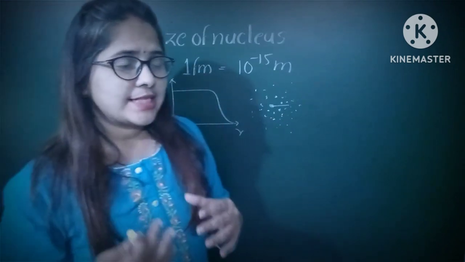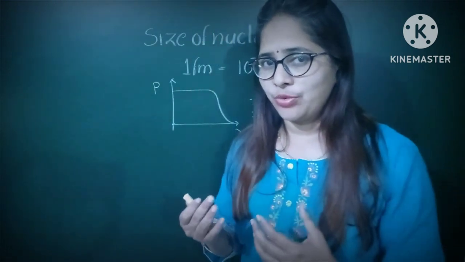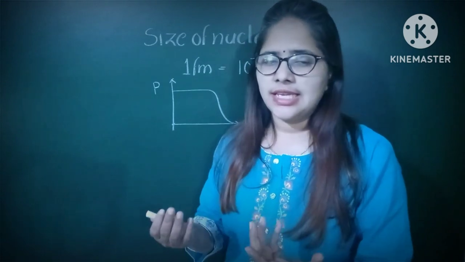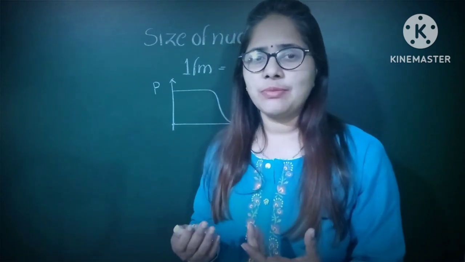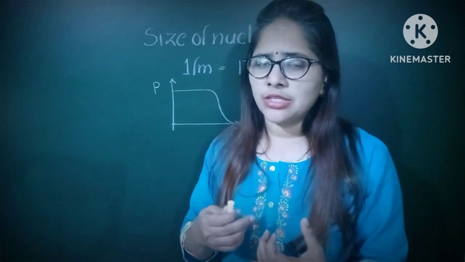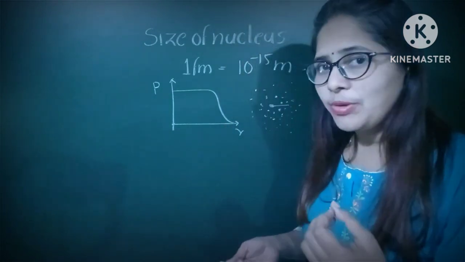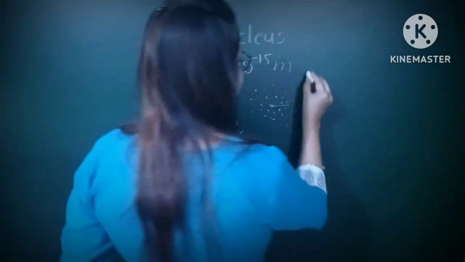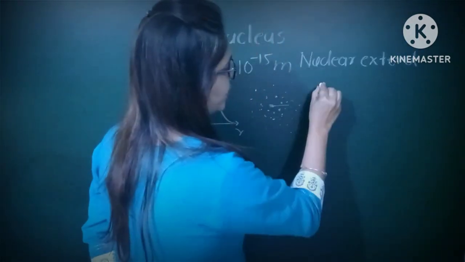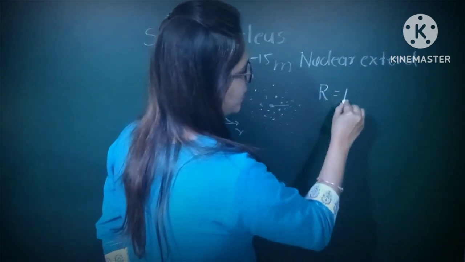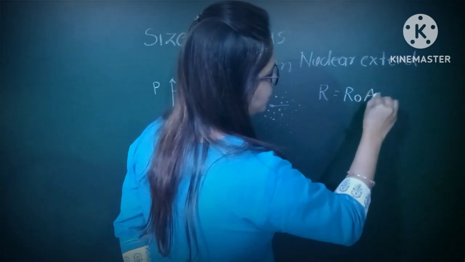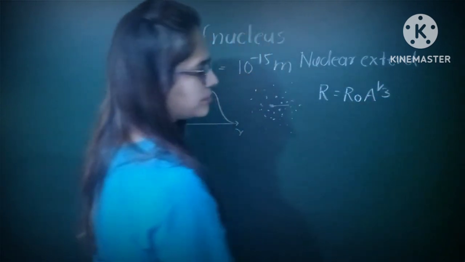As I am telling you, the nucleus does not have any sharp boundary, so we cannot speak about the nuclear radius. Rather, you can use the proper word, which is nuclear extent. Let me write it here as R. This R is given by R naught A raised to 1 by 3.